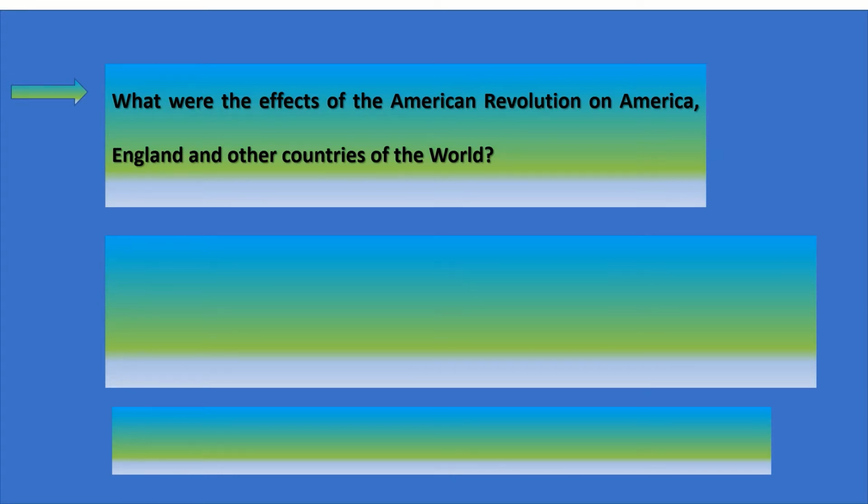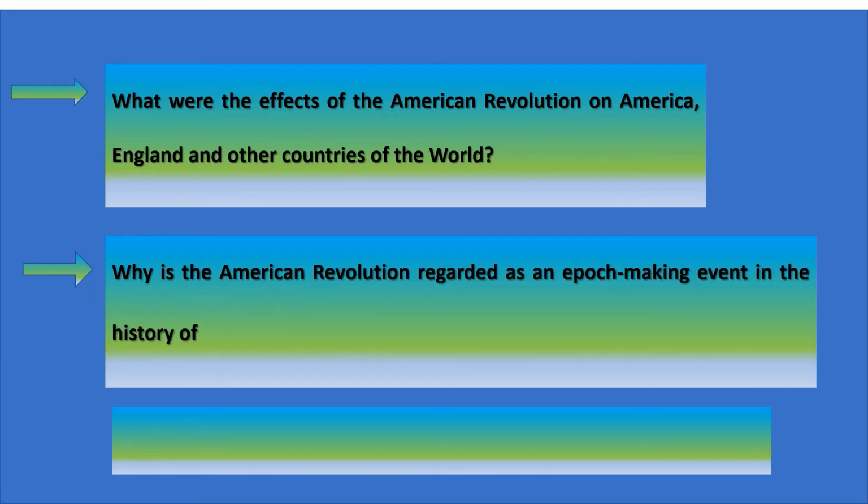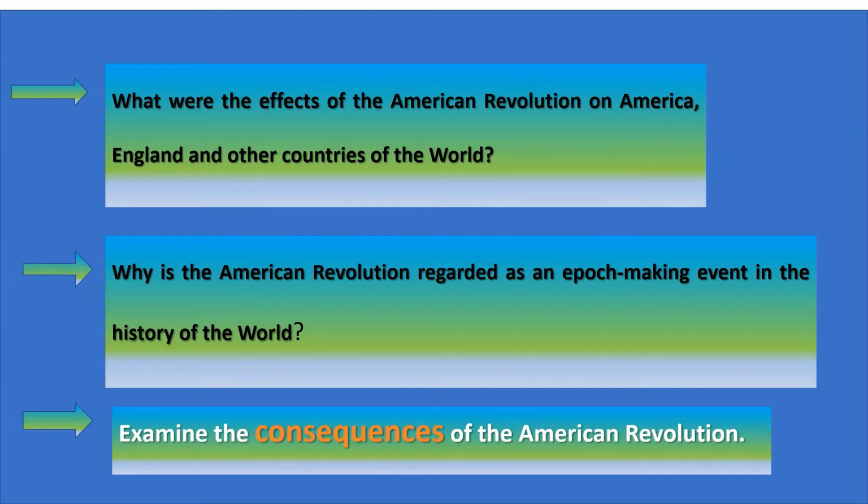The same question can be asked in a different manner. The suggestive question is, why is the American Revolution regarded as an epoch-making event in the history of the world? Now, this question asks for the significance of the American Revolution. So, effects and significance are inbuilt whenever you try to answer either of these questions. The third question which I suggest is examine the consequences of the American Revolution. I would like to drop this question because for me the word consequence entails some negative connotation.